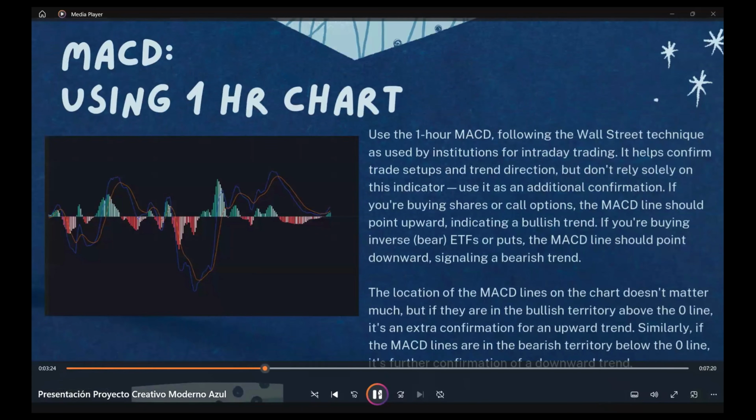Let's declutter our chart. Next, we'll examine the MACD using the 1 hour chart. Because it's a 1 hour chart, we are following the Wall Street technique, as institutions use this for their intraday trading. It helps confirm the trade setup and trend direction.